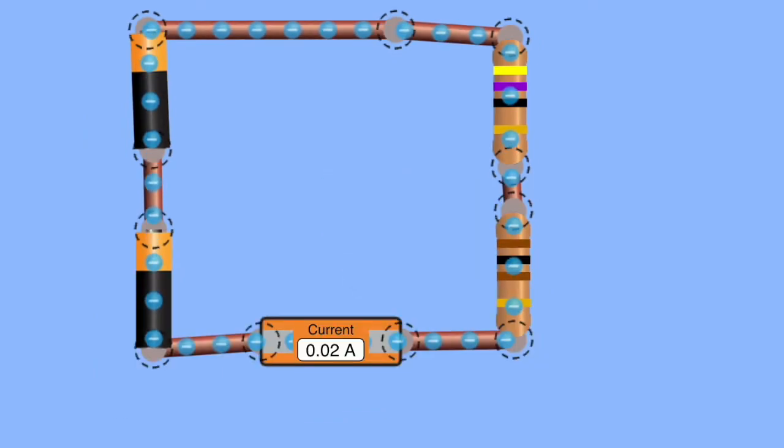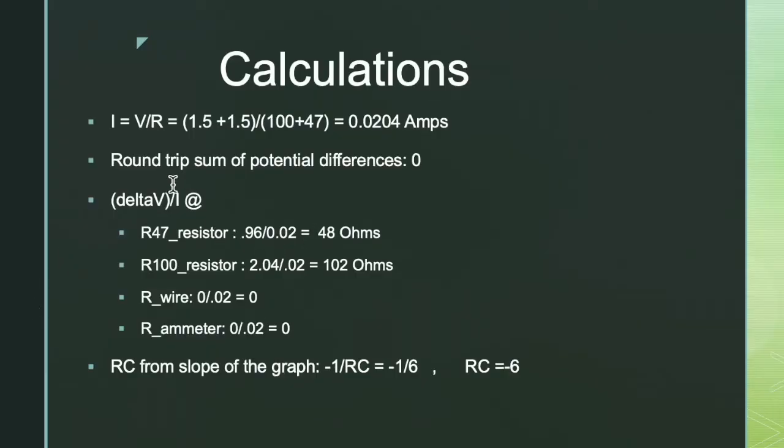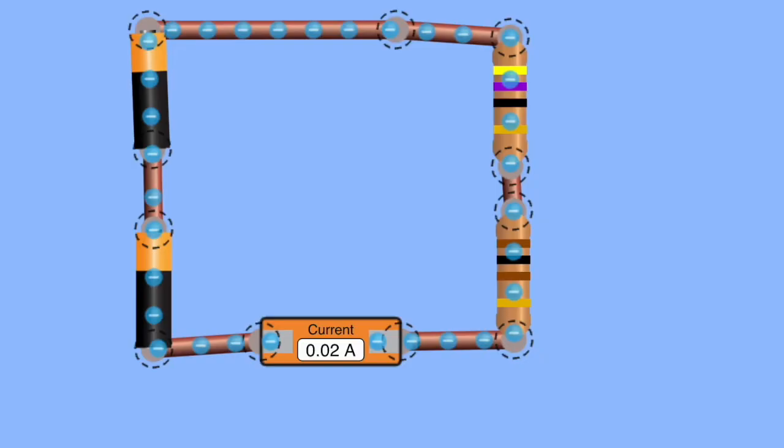Now, if we go back to the circuit we had before, we can calculate the resistances at each location by taking the measured potential difference that we calculated earlier at each of these positions and dividing it by the current that was measured. And we get these figures, 48 ohms at the 47 ohm resistor and 102 ohms at the 100 ohm resistor. Of course, these values are slightly different, but they are fairly accurate. A reason for this difference is that the current value is likely rounded for this ammeter.